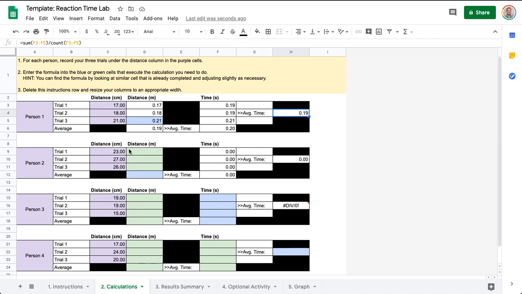So now let's go ahead and do that for the second person. You'll notice that for the second person, it doesn't convert any of the distances from centimeters to meters. We need to do that, but luckily we just learned how. So let's go ahead and do that again. 23 divided by 100. And since it's the same idea, I can actually copy this and paste it into all the cells, and it will automatically update for each of those.